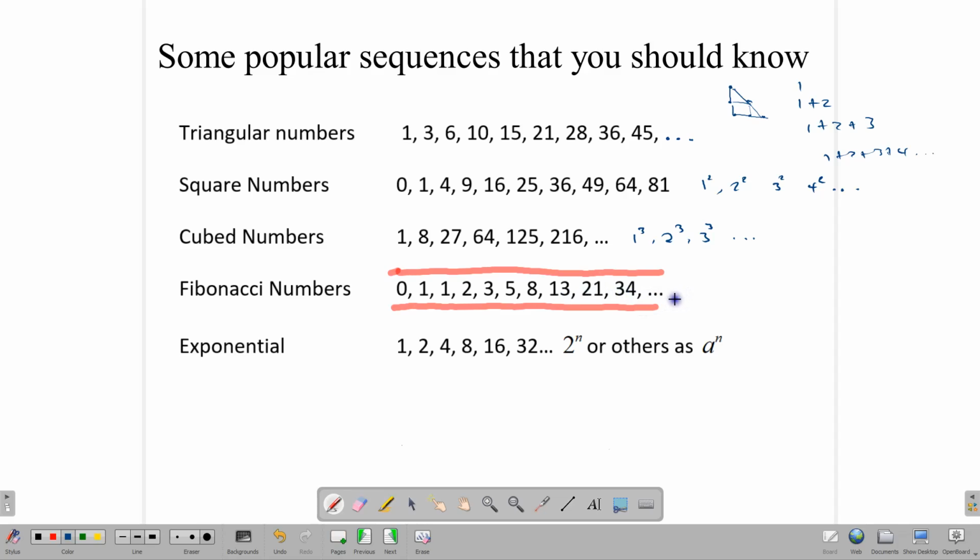So the Fibonacci numbers are very important. They came on an exam a few years ago in the form of a recursive series. It is recursive, but that's something you can look up.